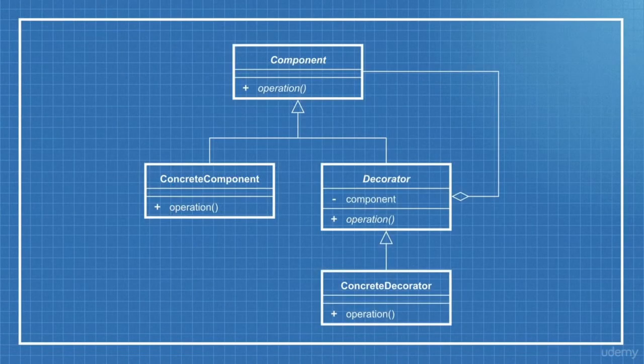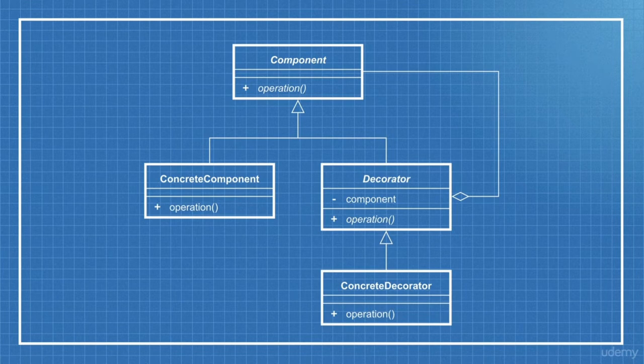Now I just want to end the video by showing you the UML diagram of the decorator pattern. Here we have four components. We have two abstract classes. The first abstract class is called Component and it has an operation. In my example, this was the abstract Car class with the operation cost. We also have the abstract Decorator class. In my example, this was the abstract class CarOptions.